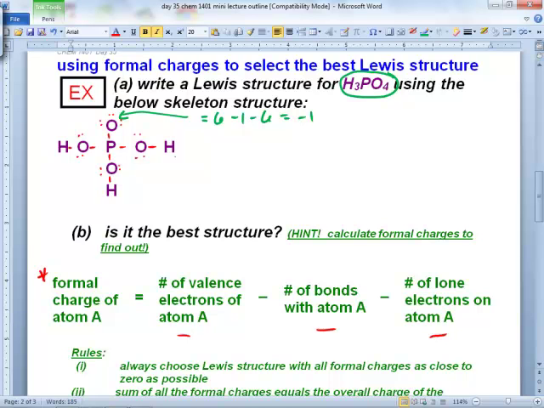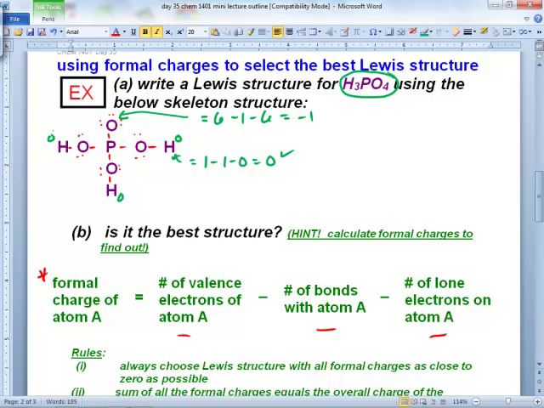Okay. Let's try this H. The number of valence electrons on hydrogen is 1. Minus the number of bonds with that H, 1. Minus the number of lone electrons, 0. Hey, we got a 0 finally. Good deal. Now all those H's are the same, so let's just put zeros by all of them. They're all exactly the same.